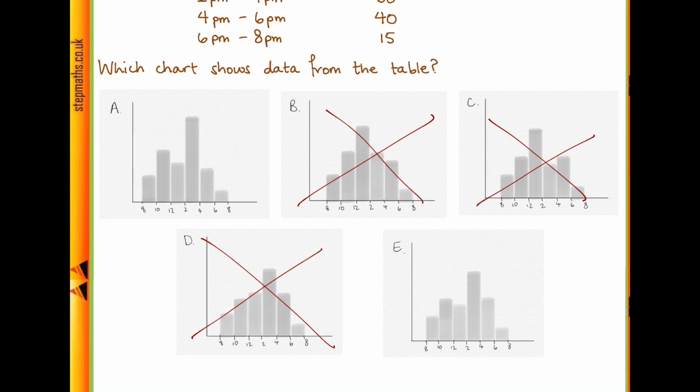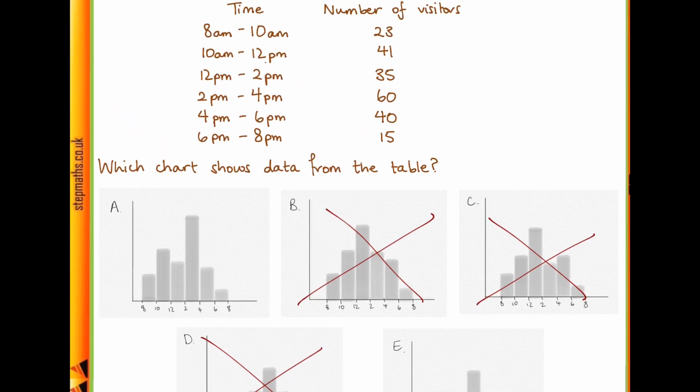So how can we distinguish between these two graphs? Where are they different? Well, for A, we can see 4 to 6 is lower than both 10 to 12 and 12 to 2. Whereas for E, 4 to 6 is about the same as 10 to 12, but it's bigger than 12 to 2. So let's use that. Should 4 to 6 be bigger than 12 to 2? Well, 4 to 6 is 40 and 12 to 2 is 35.